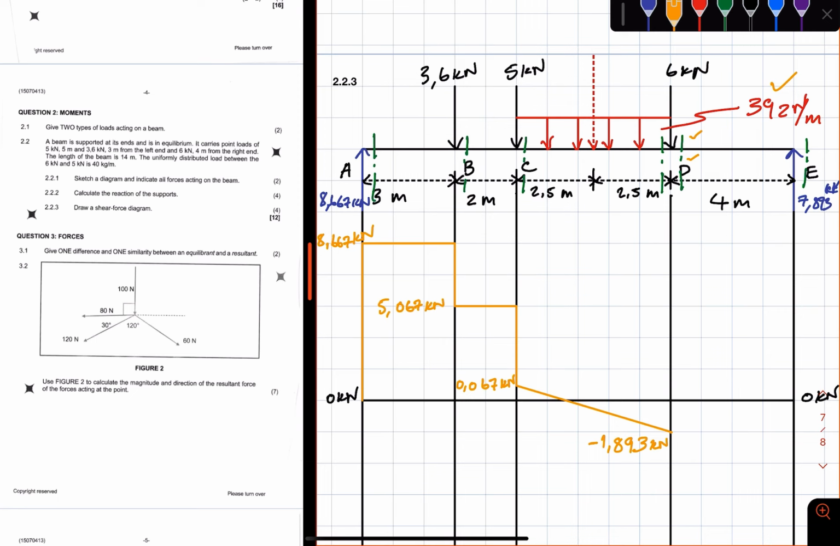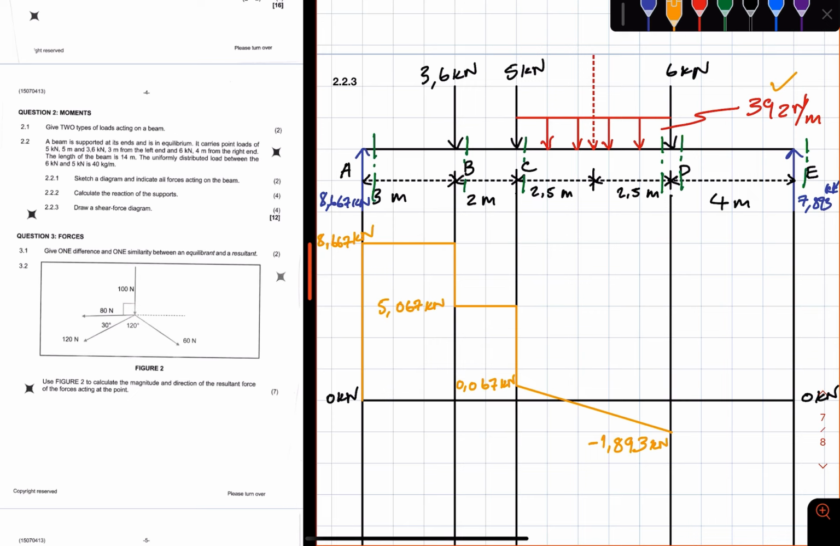Now remember, we are already at minus 1,893 kilonewtons. So we take the minus 1,893 kilonewtons and we subtract the 6 kilonewtons. Remember, we are still at point D. Whatever answer you get, if it's positive, then you go up. If the answer is negative, then you draw a line going straight down, because both sections are at point D.